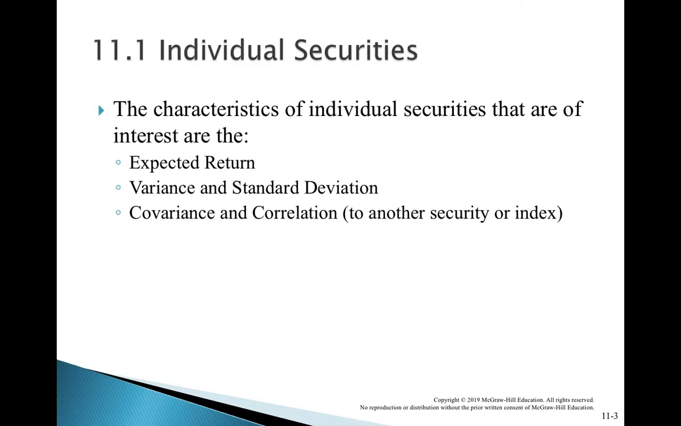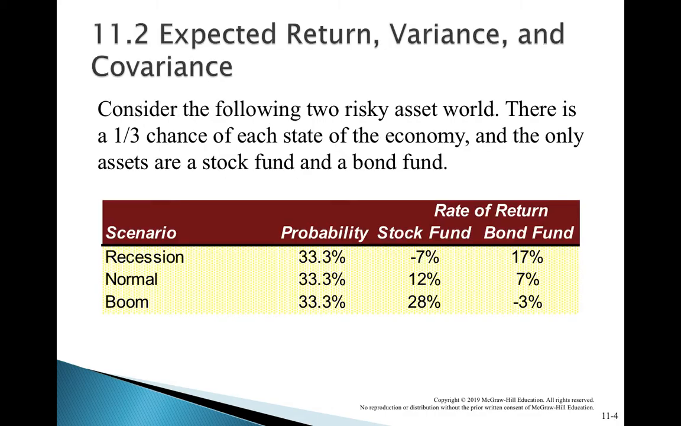When you are talking about individual security, it is a single security, so we can calculate the expected return of the single security. We'll calculate the variance, and take the square root of that to get the standard deviation. As you know, standard deviation is the square root of variance. We will calculate the covariance and correlation to another security or another index. Here is an example given.